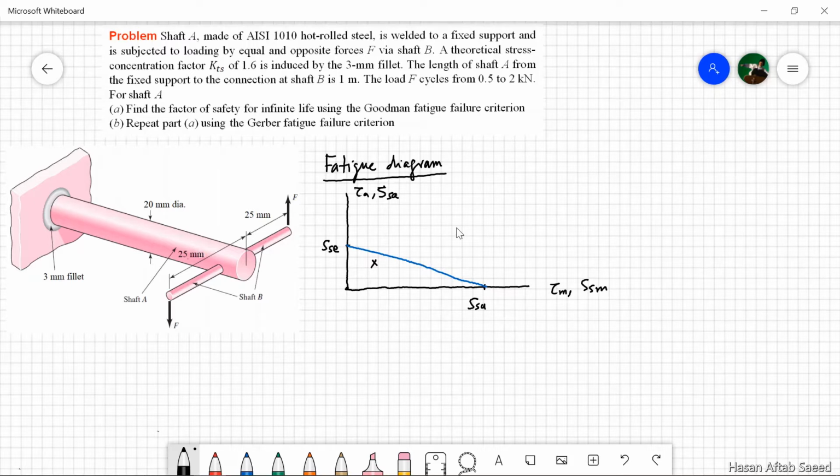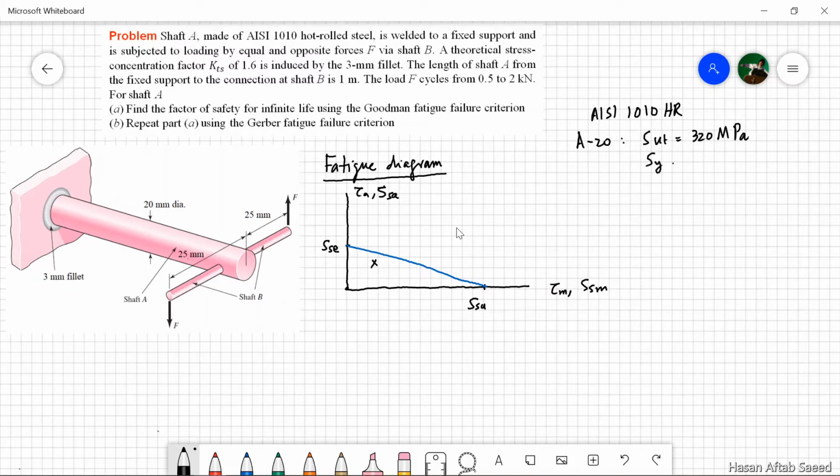Now let's start assembling all these quantities so that we can plot our point on this diagram. So we'll start with the material. The material has been given, AISI 1010 hot rolled steel. Now in table A20, we can just read the values of SUT against this material, and that is 320 MPa.